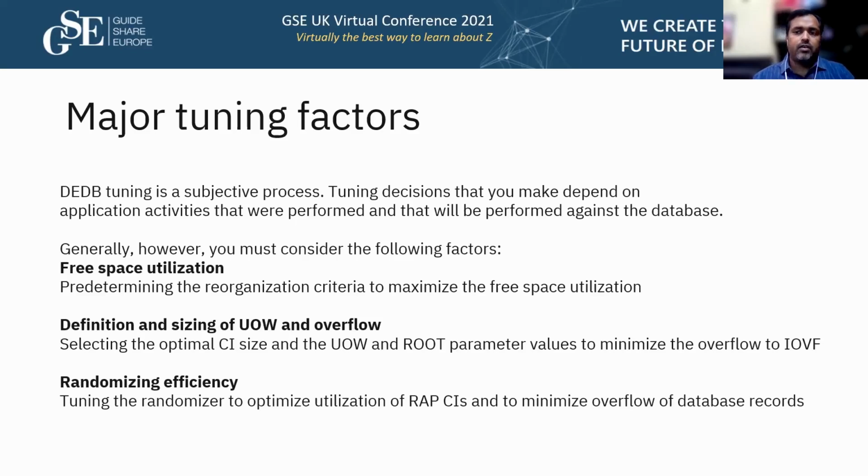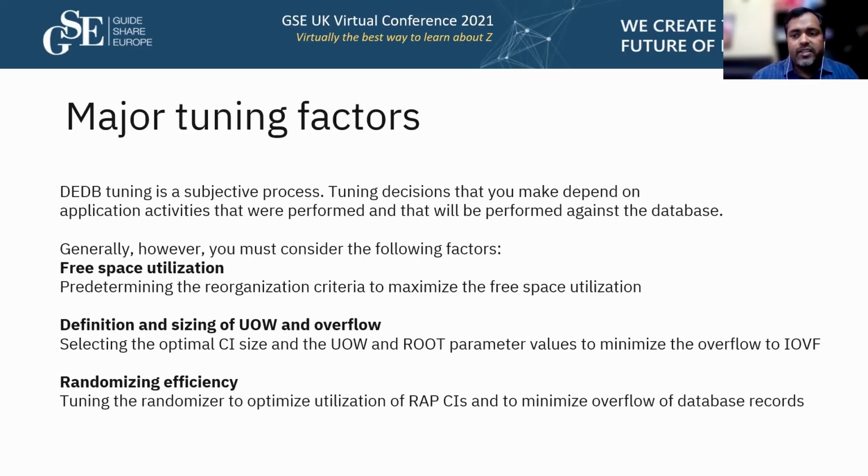Talking about the CI, in general, if we take the average database record length and multiply it by the number of root segments on a RAP, and if that value is less than the current value of CI, then that is fine. But if that value exceeds the CI size, then probably it is a good time to have a look at different reports and revisit your CI size, your UOW and root parameter, and also maybe how the randomizer is performing. We have the option to choose a CI size starting from 512 bytes to 28K bytes.